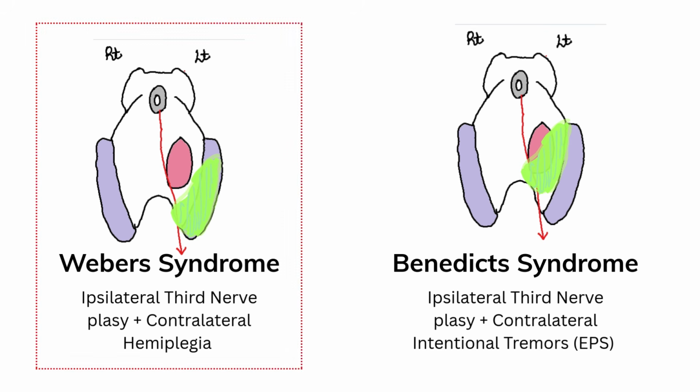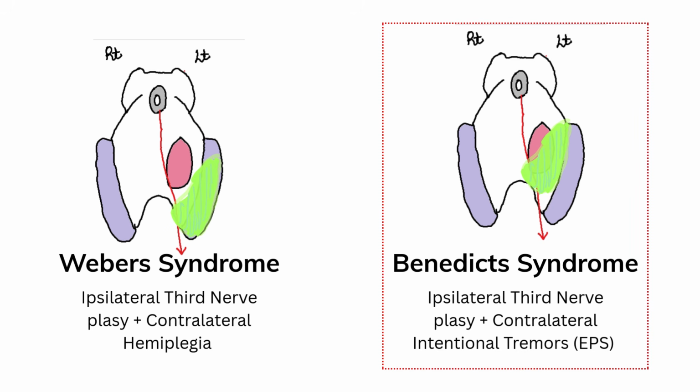Next, we have the Benedikt syndrome. In Benedikt syndrome, the lesion, which is shown here in green in the diagram, affects the third nerve fascicles and the red nucleus. Damage to the red nucleus leads to contralateral extrapyramidal symptoms such as intentional tremors. So the findings of the Benedikt syndrome include ipsilateral third nerve palsy and contralateral involuntary movements or tremors.